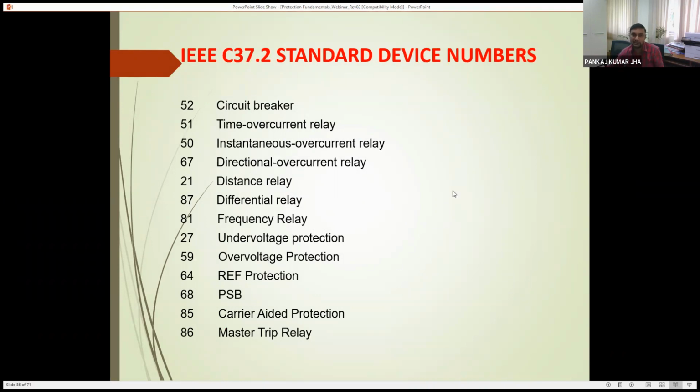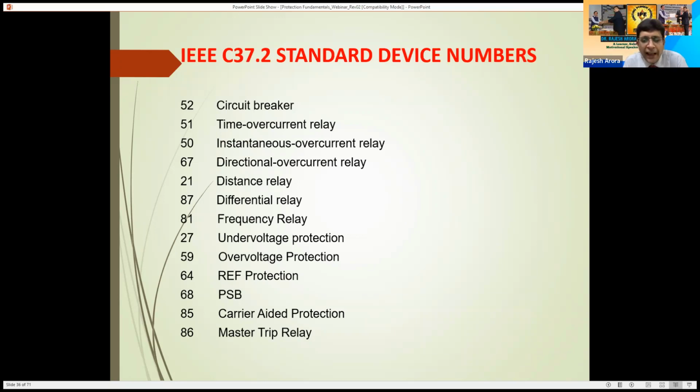Now we move to the standard device numbers. I am moving a little bit quickly, and if you have any doubt, you can always ask at the end. And if you think that I am moving very quickly or speaking very fast, then you can also say so that I can control it. If it is okay till this point. Sir, kindly continue. We will take all the questions at the end of the session.